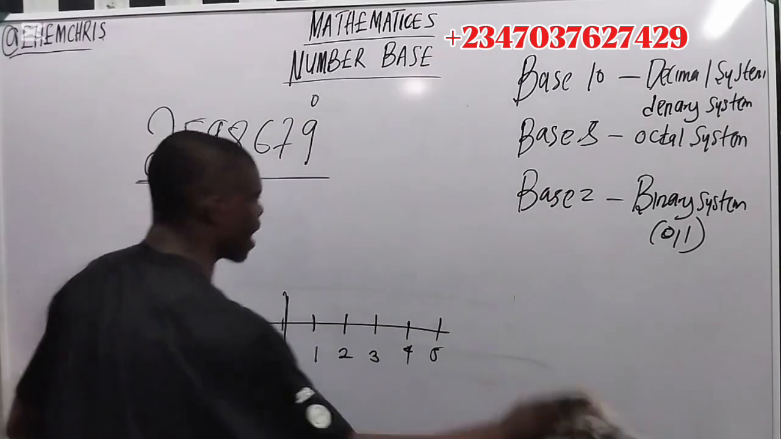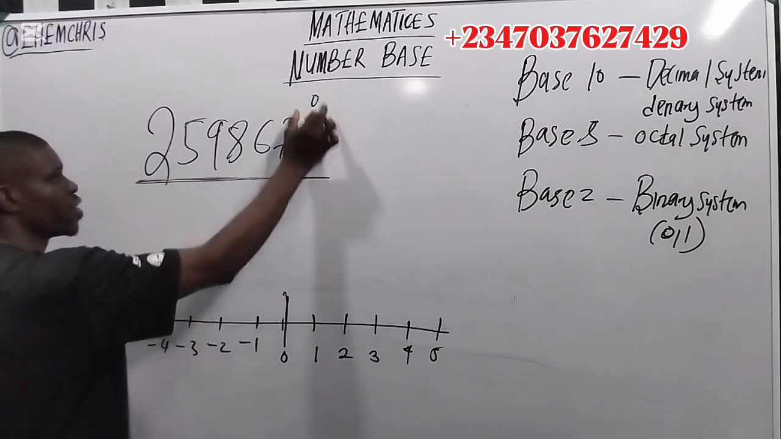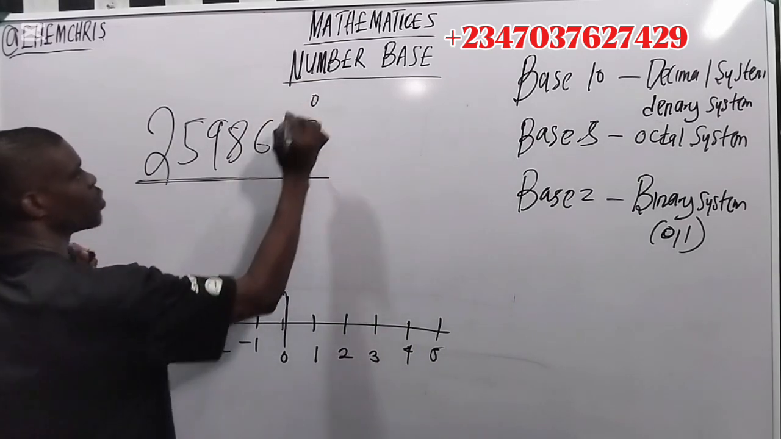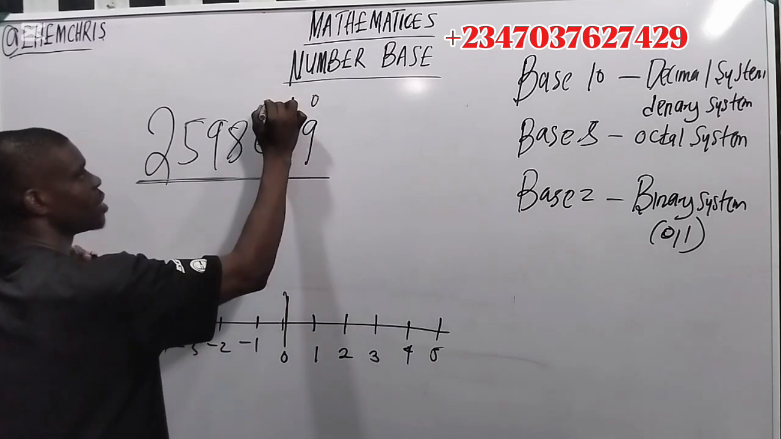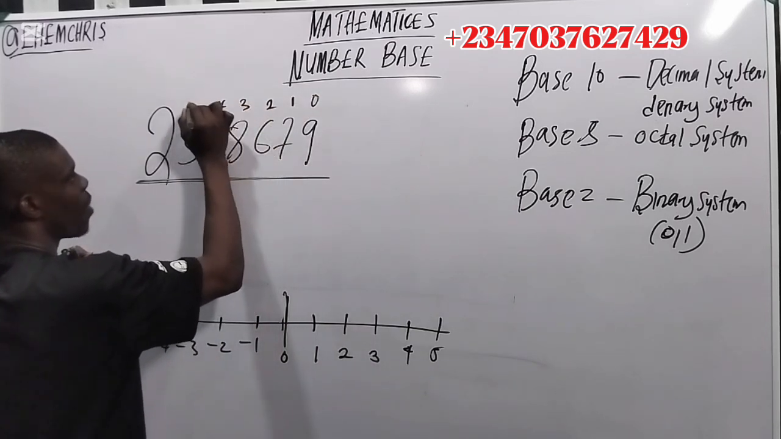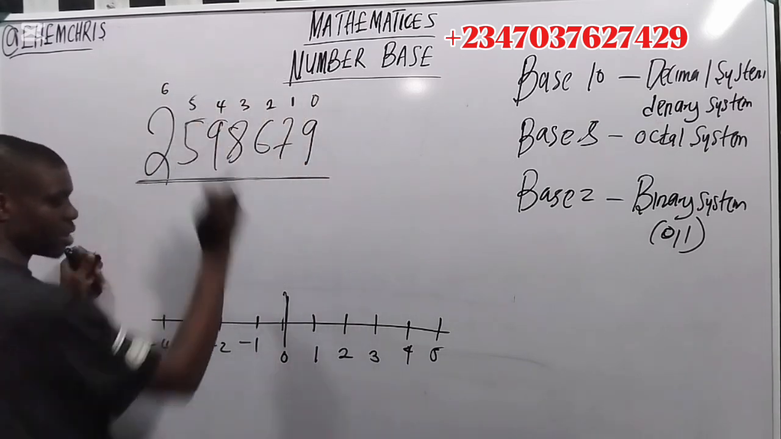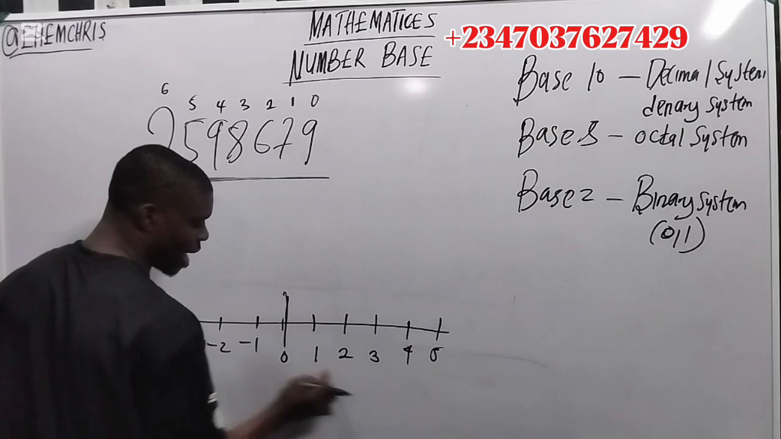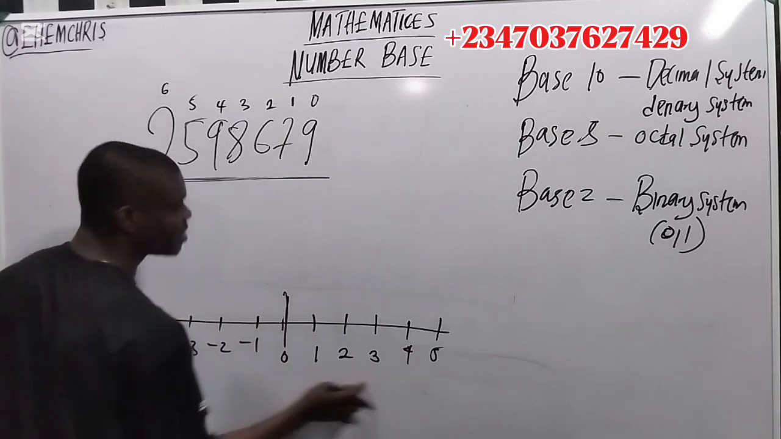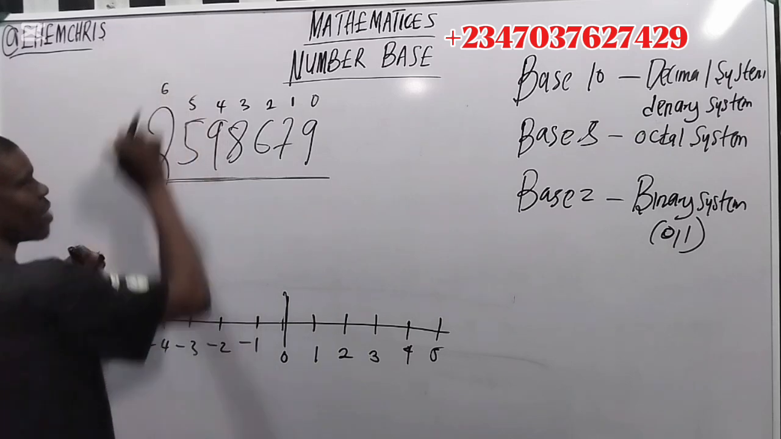Here is 0. The first position here is 0. Here is 1, here is 2, here is 3, here is 4, here is 5, and here is 6. So you can see that as we move on, it begins to increase, just like as we move from position 0, it increases: 0, 1, 2, 3, 4, 5, 6.